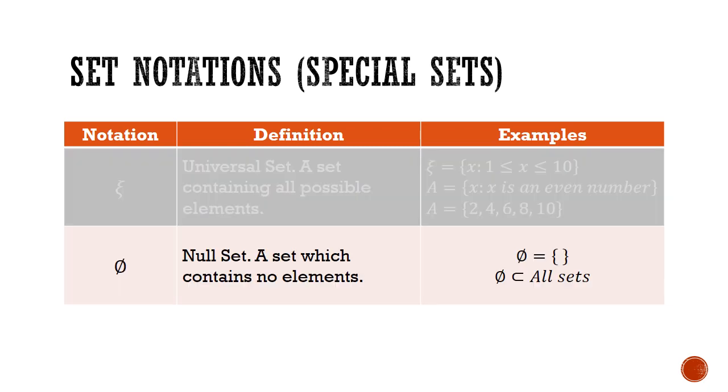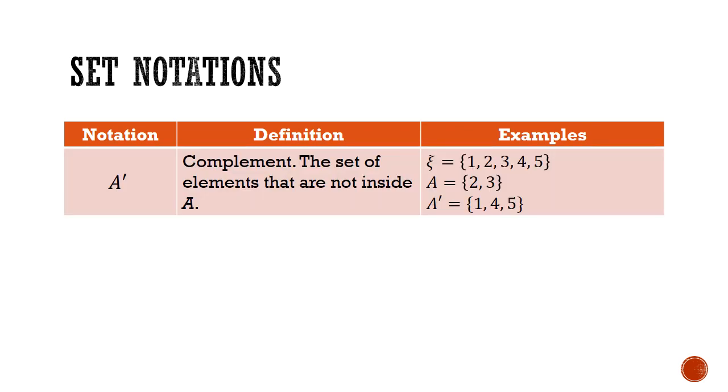The next notation looks like a 0 that has been cancelled. This is the null set, an empty set, a set which contains no elements, not even 0. The null set is a subset of all sets. The last three notations for today will be the operators of sets.